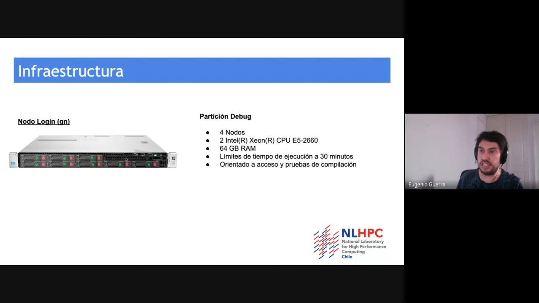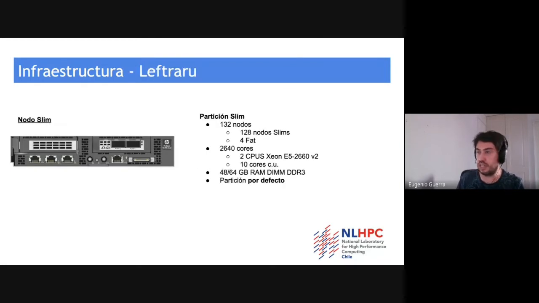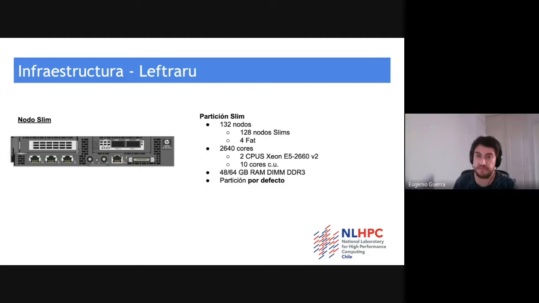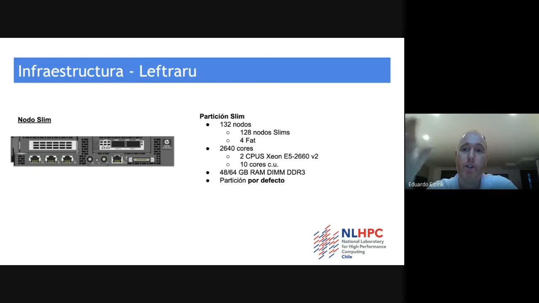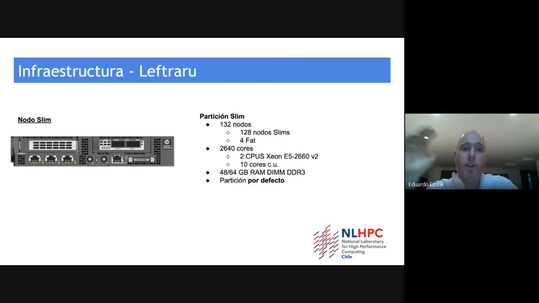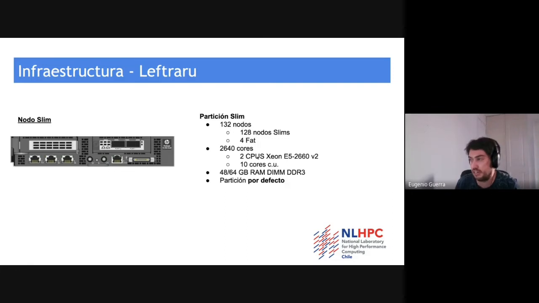In this partition, we have only 4 nodes. In the other partition, which is the slim partition, we have 132 nodes. Just a minute. So a partition is a part of the cluster. Exactly. And it contains several computers, several servers. Each node is a server. So this partition called slim has 132 computers, servers, nodes. And each one of these has 20 cores and 88 gigabytes of RAM in this partition only.